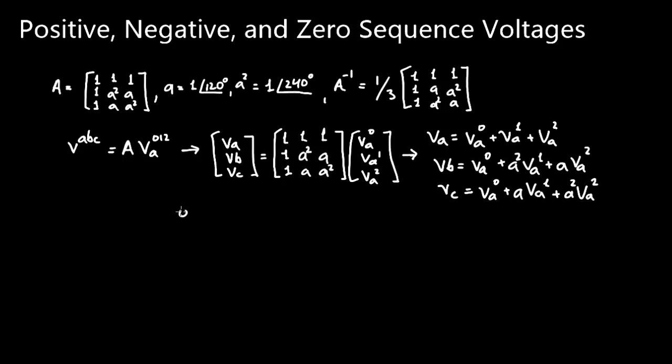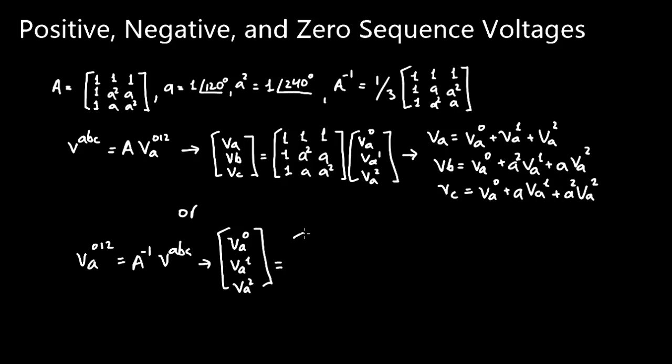Now again, we're assuming that we have the sequence components and then we're using the A matrix to get the phase components. But we could also go the other way around, where we could calculate the sequence components. So I'm going to call that VA012 the inverse of the A matrix times the phase components, ABC. So again, this would be saying that the sequence components VA0, VA1, VA2 is going to be equal to A to the minus 1, which we calculated over here.